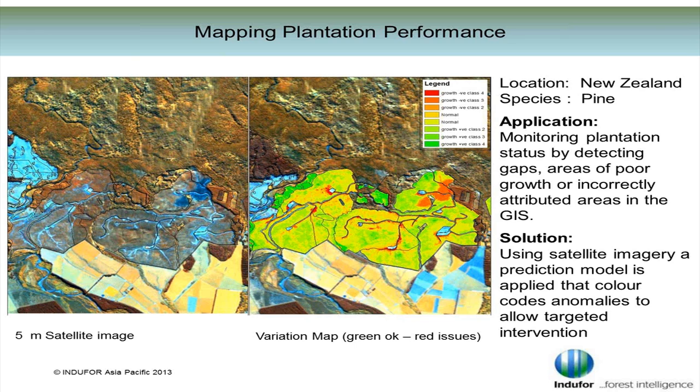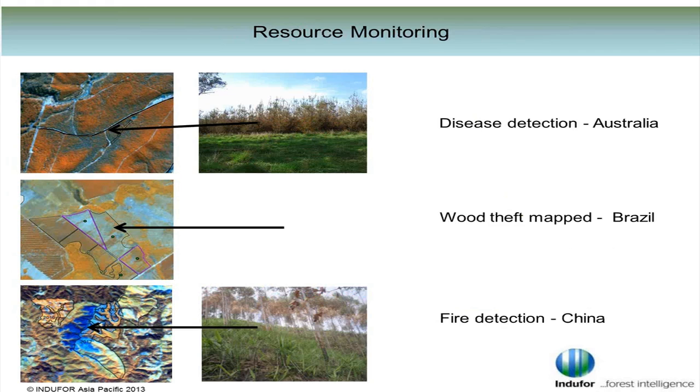So the idea here is that you've given the forest manager something that is quite cheap, so the cost per hectare is very low. It's less than a cent to actually purchase the satellite imagery, and it allows a very quick and rapid overview of the plantation resource. And that enables you then to target these areas that are perhaps underperforming and take action to improve those areas.